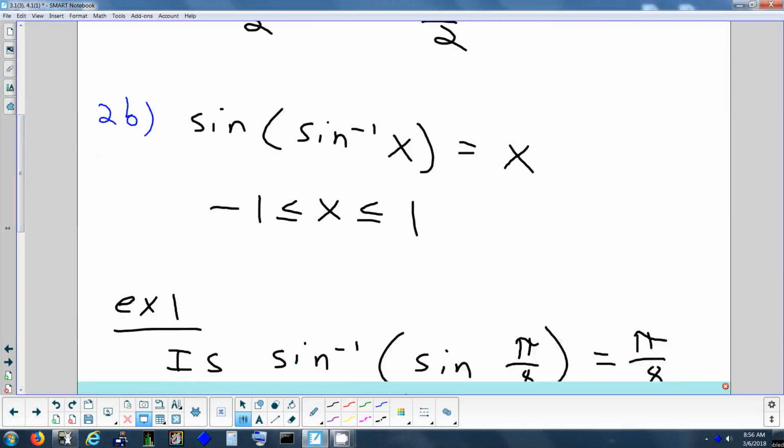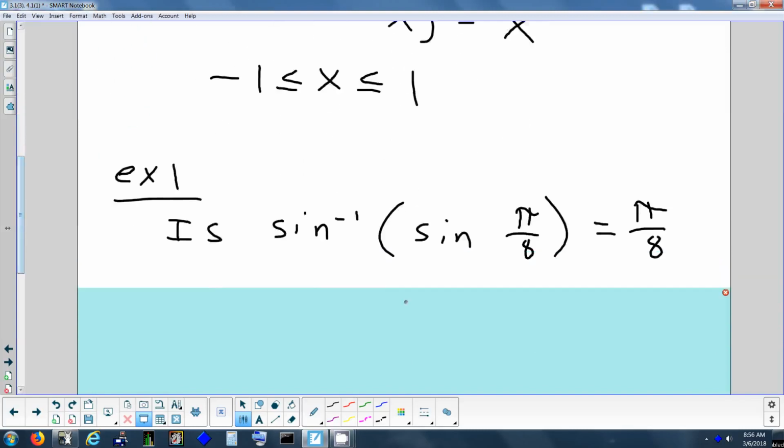Okay, let's try another example. This one says, is the inverse sine of the sine of pi over 8 equal to pi over 8? The answer is either yes or no.